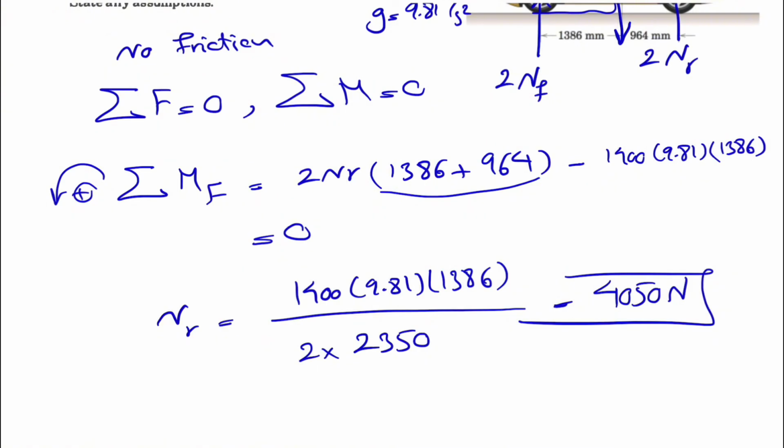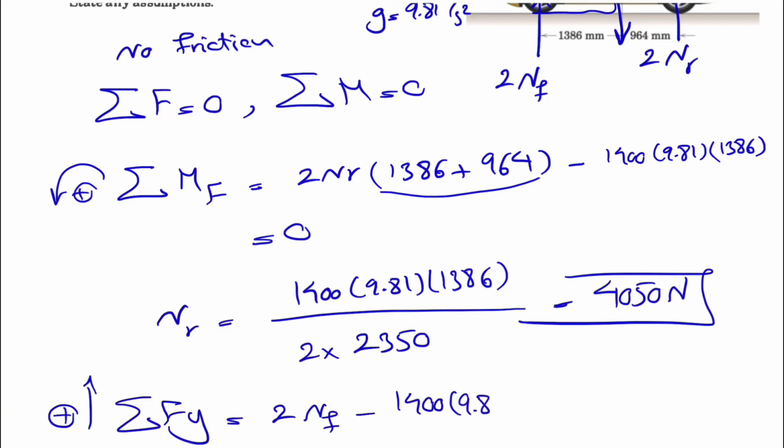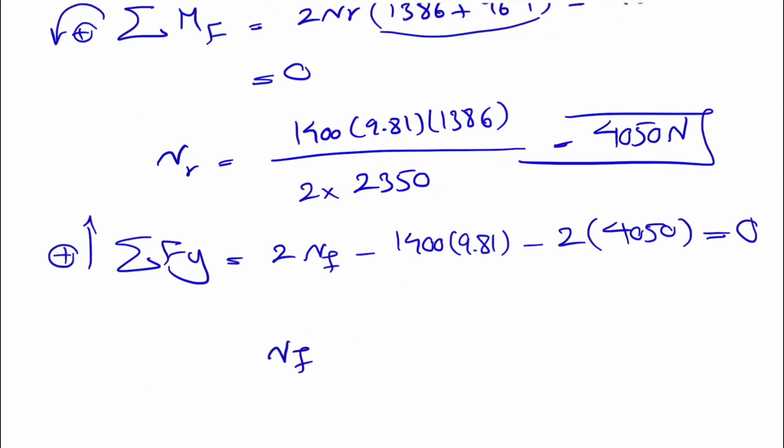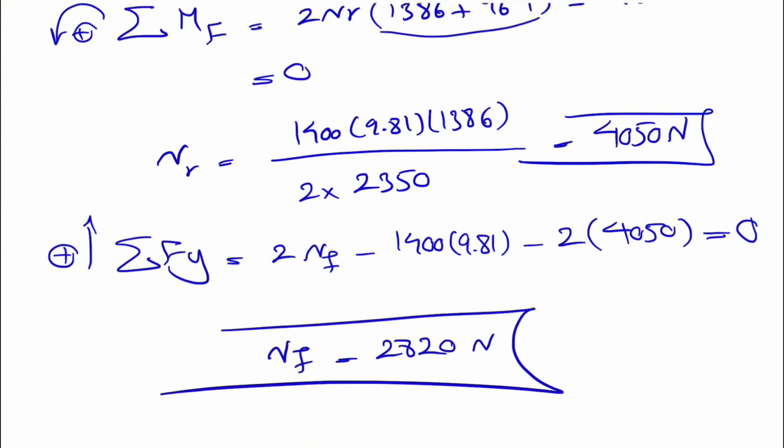We can go with the sum of all forces in y direction, and let's call this our positive direction for y. So basically we have 2NF minus the weight of the car, which was 1400 times 9.81, plus 2NR, which was 4050, equal to 0, and from here we can find NF, which will be 2820 Newton, and that would be the normal force in the front wheel.